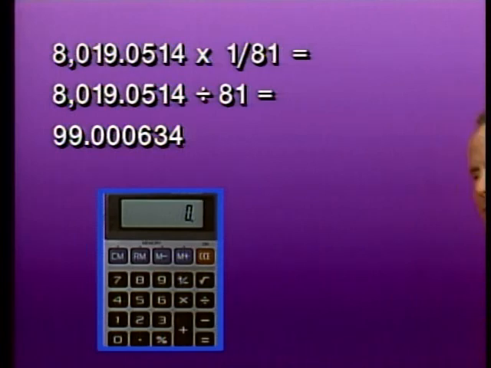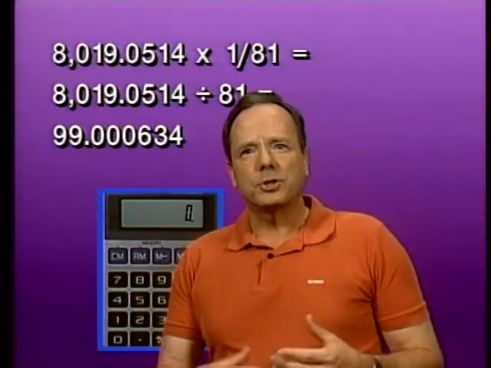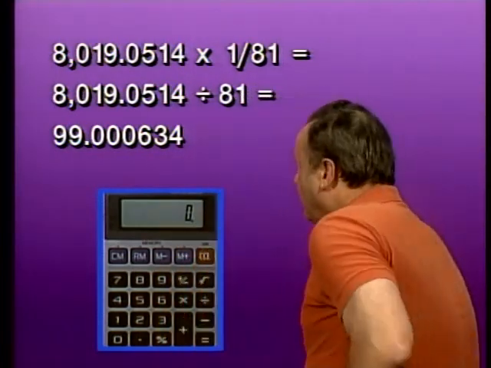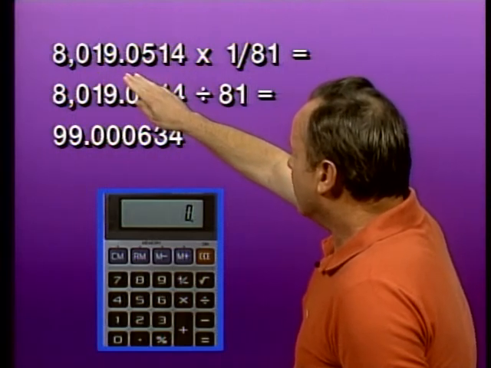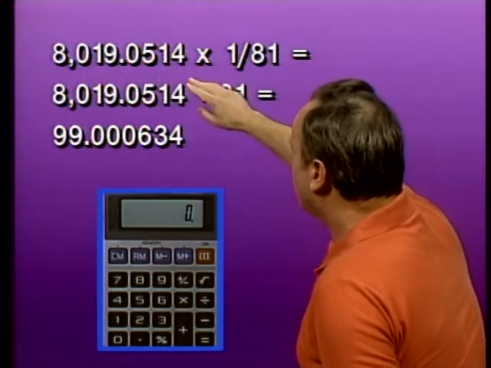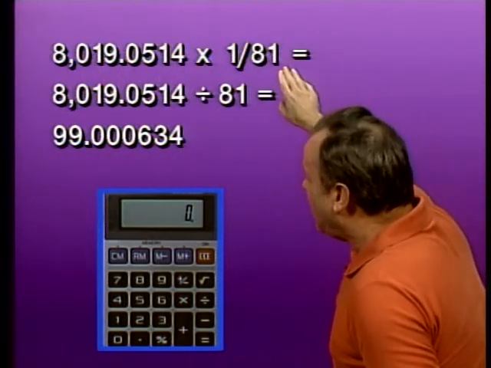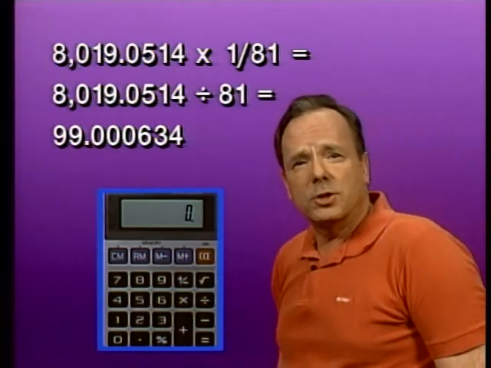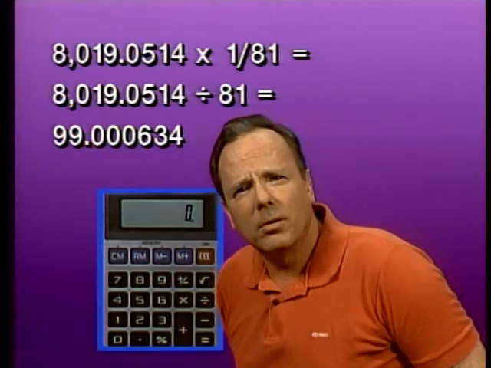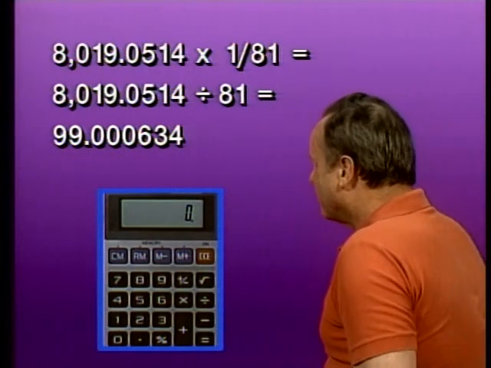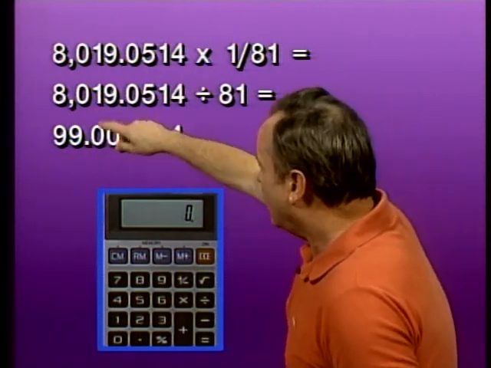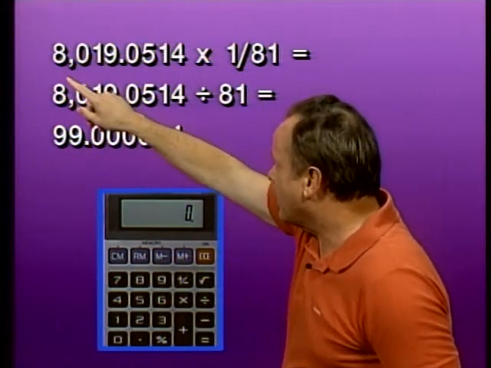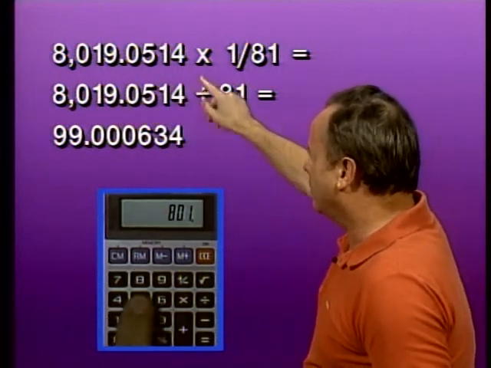Nothing to it. Now let's take a look at a question they're going to ask you about square roots. They're going to say, take the number 8,019.0514, multiply it times 1 divided by 81, and that is equal to the square root of what number? Well, to solve this problem, the first thing we have to do is do what they tell you to do. Take this number and enter it into the calculator. It's 8,019.0514.